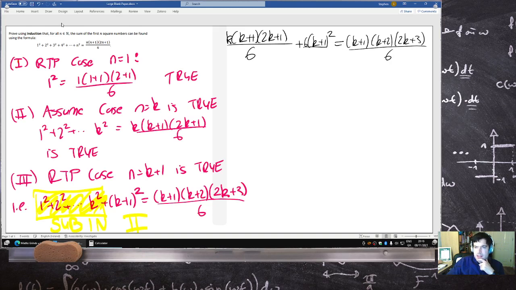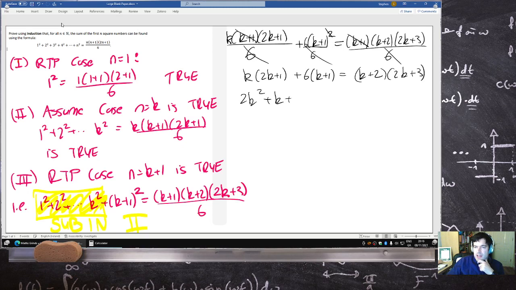I'll multiply here by 6, so I can cancel all these 6's here. I can cancel a k plus 1 from everything. So I'm left with k times 2k plus 1 plus 6 times k plus 1. Does that equal k plus 2 times 2k plus 3? That's 2k squared plus k plus 6k plus 6 equals 2k squared plus 7k plus 6. That's 2k squared plus 7k plus 6 equals 2k squared plus 7k plus 6.